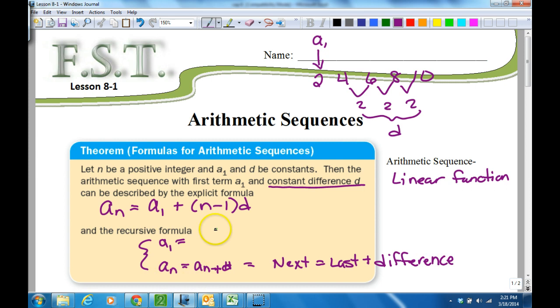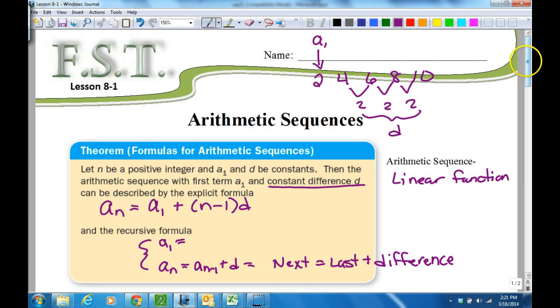A sub n, oh, let me rewrite that. That doesn't look very good. Sorry. A sub n equals A sub n minus 1 plus d. So, a little d, like up here, difference. So, A sub n. Is it in the sub category? No, it's by itself. This is the sub. So, this is the next one in the sequence equals the last one of the sequence plus the difference. Any questions about that?